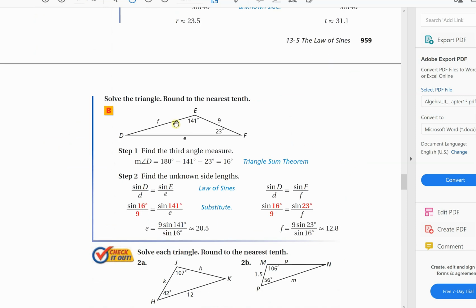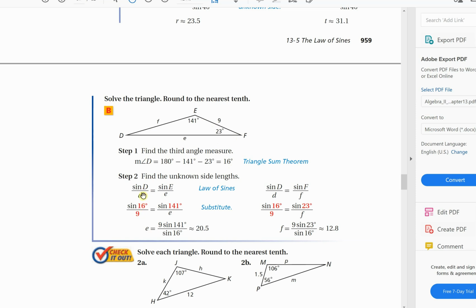If we look here, we have an obtuse angle, 141 degrees for E. We've got two angles and a side. We got angle side angle. And to find the third measure, we just subtract again from 180. You get D is 16 degrees. So I can say sine of E over E is equal to sine of D over D, and the sine of F over F.